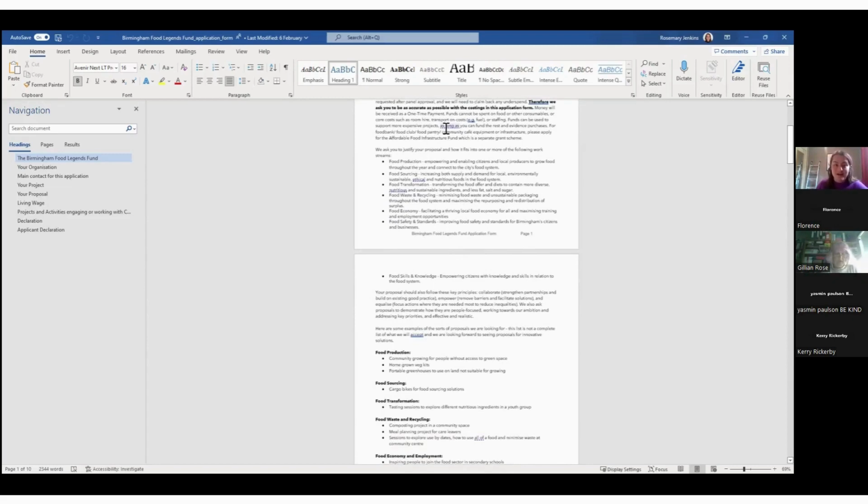Hopefully I've been clear enough about the sorts of things that we want for the Affordable Food Infrastructure Fund. So I won't need to do that last little caveat, but it just says please apply if you want equipment for a food bank type project.